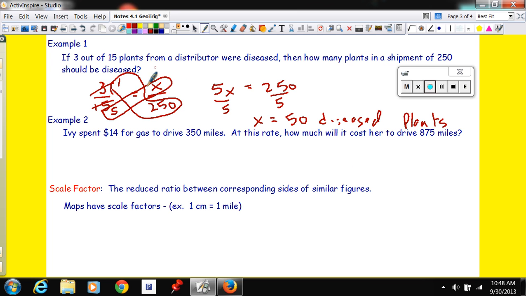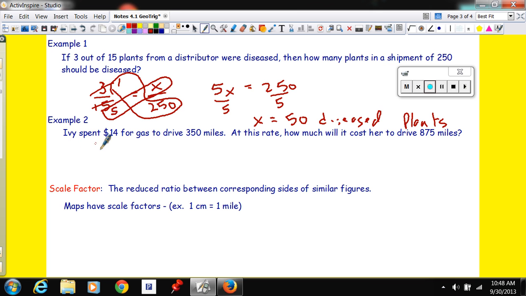That's just a way that we can use a proportion to solve it. That's why we look for some ratios. We look for patterns that we could use that will help us to predict. So we want to predict we should have about 50 diseased plants. That would be too many plants to be thrown away, so you don't really want that.